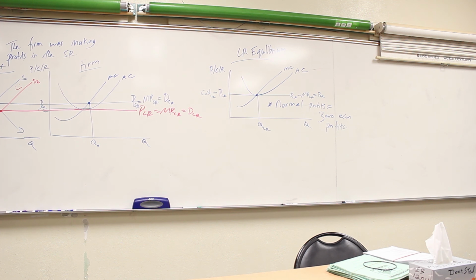Let's recap the story. The firm is in the short run making profits. Because they're making profits, it attracts new firms. If you're making money, people are going to want to know what you're doing. If it's legal, you're going to want to do it too. If it's illegal, they might want to do it too. You're making money, it attracts new firms.